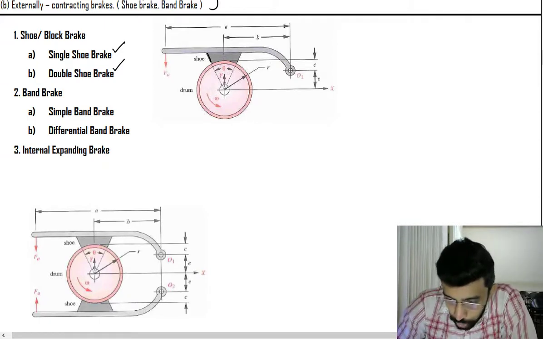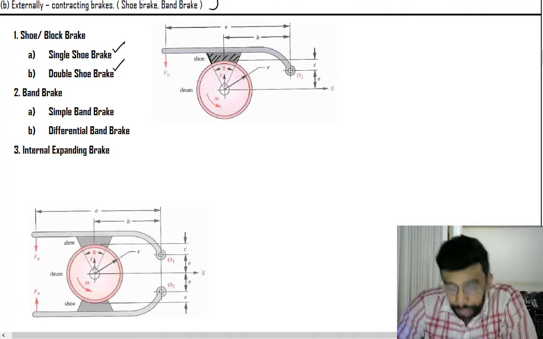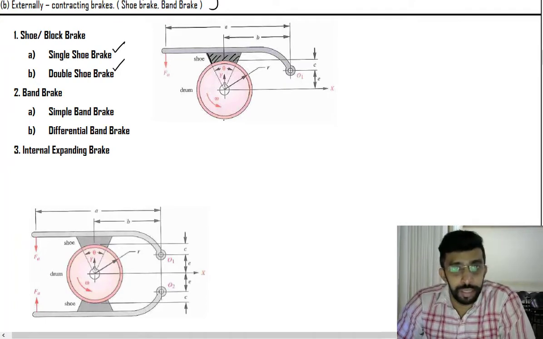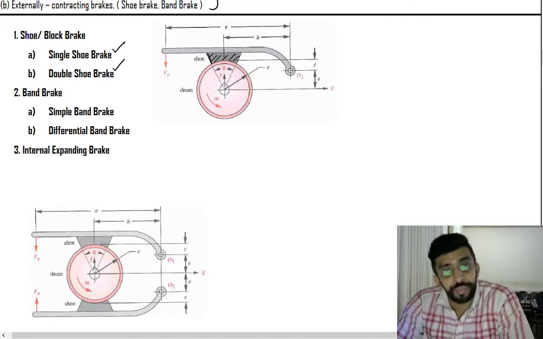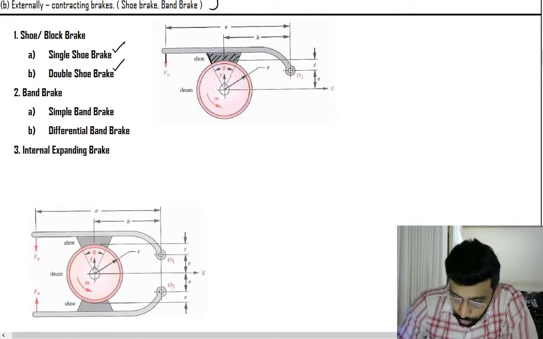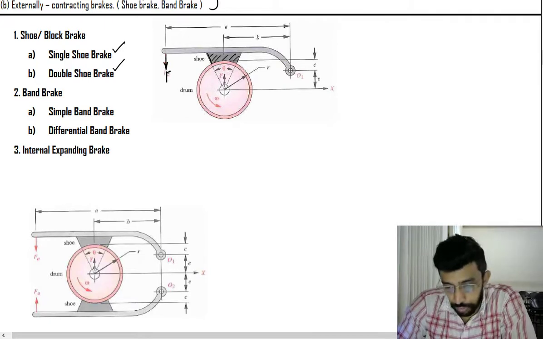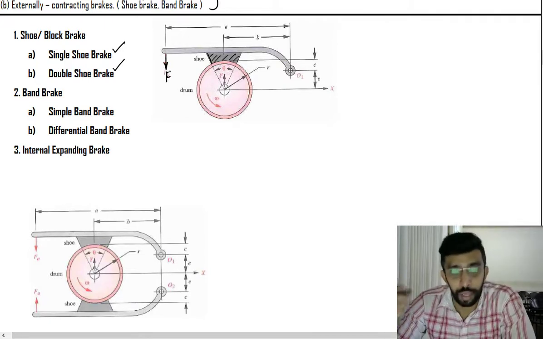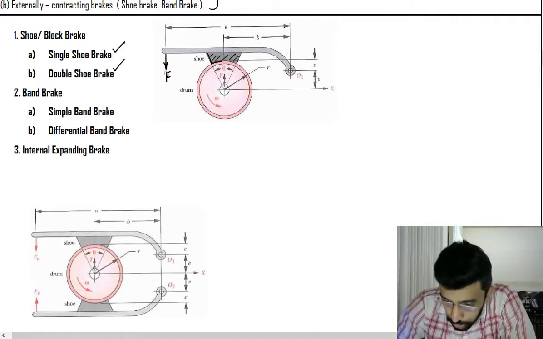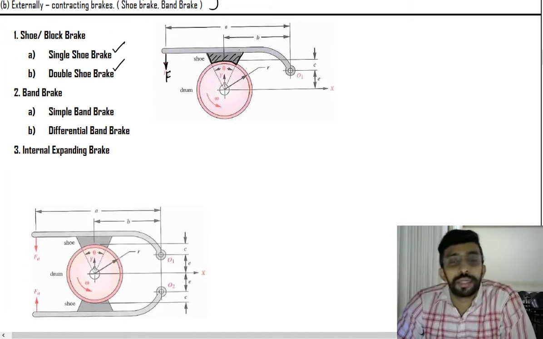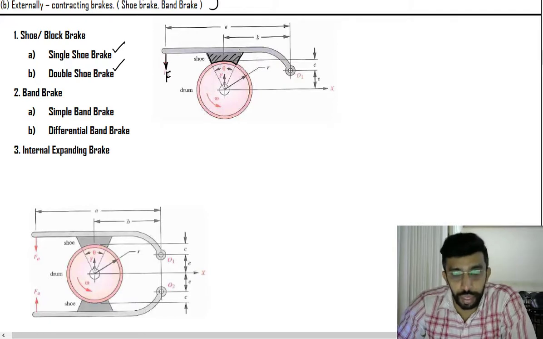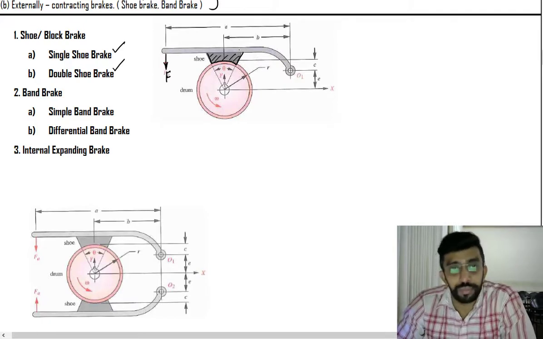You can see a shoe here. This is a shoe that is rubbing against a brake drum. This is the brake drum, and there is a slight clearance. What happens when you apply a force here, say F or FA? This shoe rubs against the brake drum, and thereby it produces frictional force and makes the system stop.